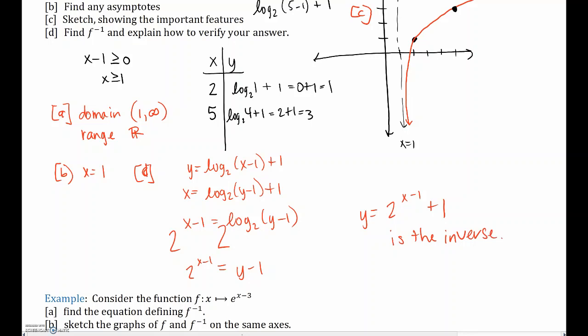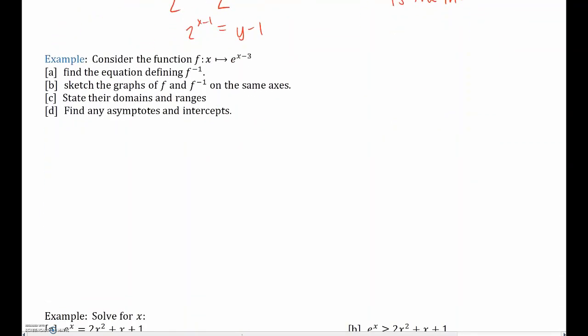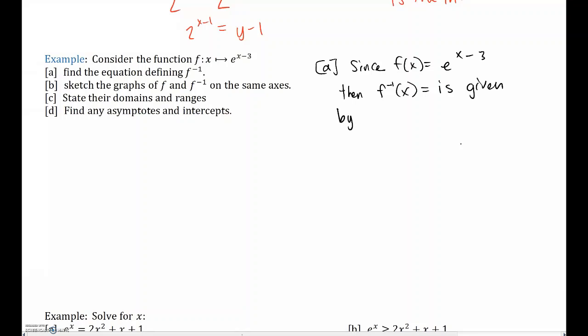All right. Let's try another one before I ask you a question. All right, what about this one? Consider the function. Ooh, just wrote it a different way. No big deal. All right, so if I'm going to go ahead and try this, find the equation of the inverse. Okay, we just did that. So I'll do it a little more IB-style for you. Since f of x equals e to the x minus 3, then f to the negative 1 of x is equal to, now remember, that would be y is equal to e to the x minus 3. So now I have to find the inverse of it. So, switch x and y, which is given by x equals e to the y minus 3.